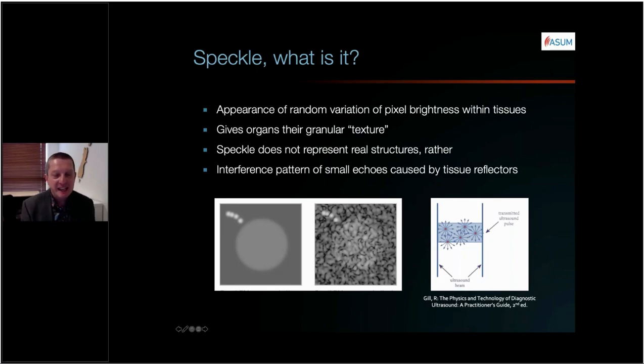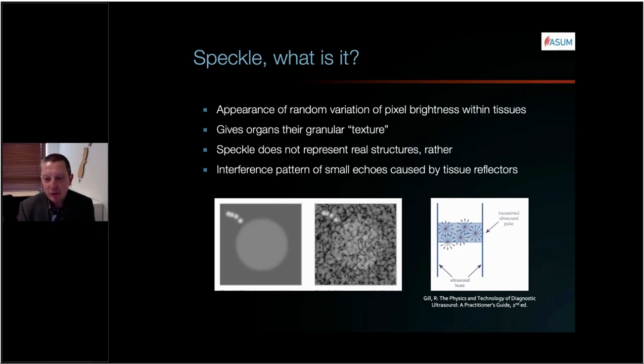Rather, it represents an interference pattern that's formed when small echoes, which would normally not be detected, interfere with each other to create echoes of high enough intensity, but these are not echoes that actually represent any tissue reflectors. My colleague Robert Gill explained this in his textbook very nicely, and I'll borrow one of the images here. So consider the image on the right bottom part of the screen.